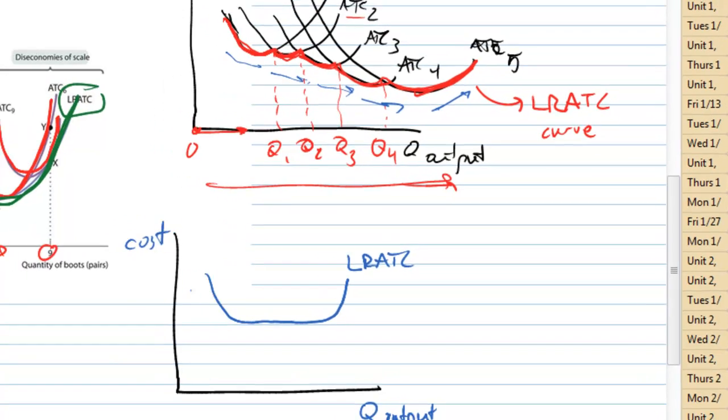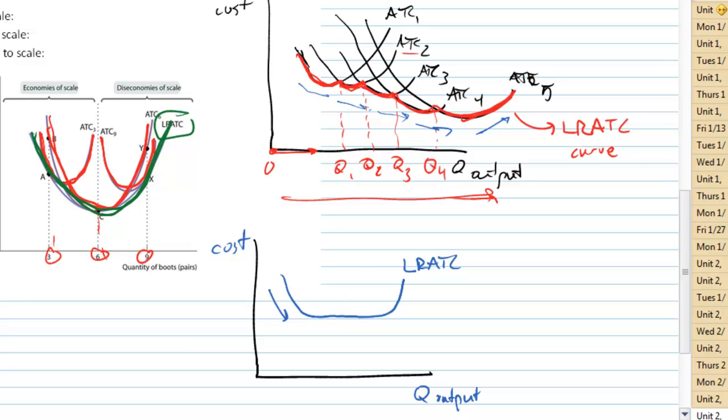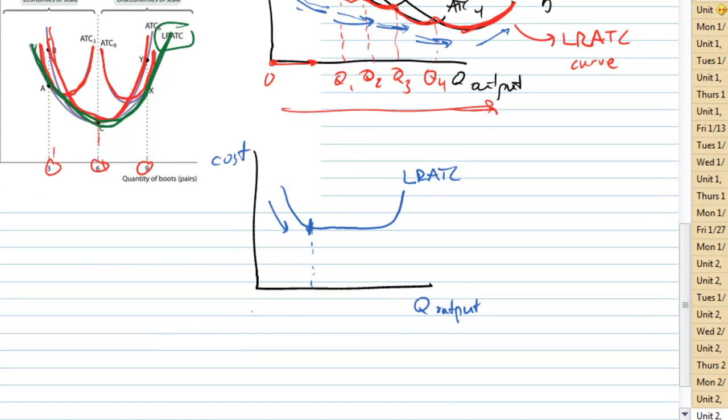This is probably a pretty familiar concept. It makes a lot of obvious sense. It's called economies of scale. In this region here, and basically all along the upper right, we'd say this firm is experiencing economies of scale. Economies of scale simply means as you increase output, your long-run average total cost decreases. In other words, as you get bigger, you get more efficient at producing the stuff you're producing.